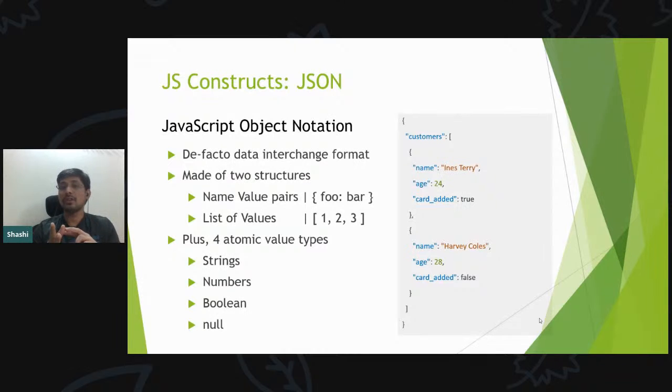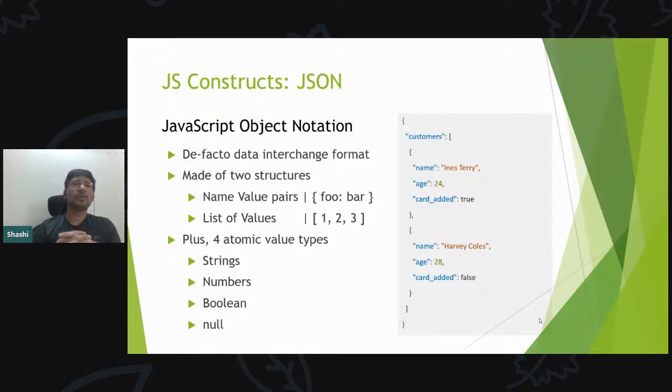So two composite structures: one represents an object, which is the same name value pair that we talked about before. And the second one represents a list of values, a list of items, right? It could be a list of objects, list of strings, list of numbers, booleans, anything, right? But the second composite structure is a list. The first composite structure is a collection of name value pairs.